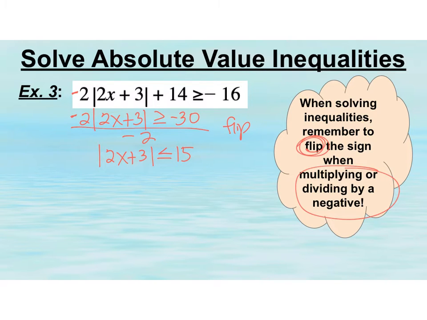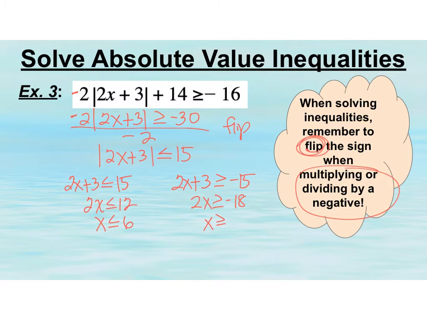So just like we did with our equal sign, we would do 15 and negative 15. I'm going to do the same thing, but when I do it with negative 15, I have to flip the sign again. So we have 2x plus 3 is less than or equal to 15, and 2x plus 3, flip it, greater than or equal to negative 15. Go ahead and solve each of those, and I get x to be less than or equal to 6, and x to be greater than or equal to negative 9. Those are my 2 answers.